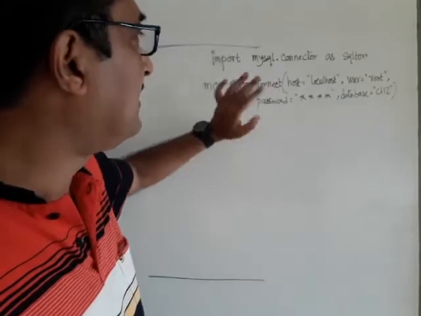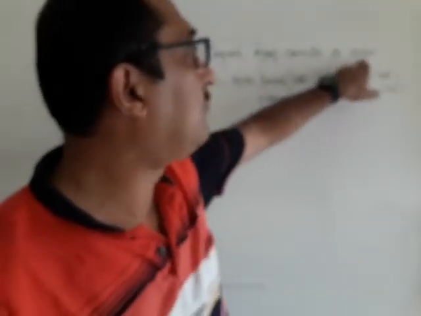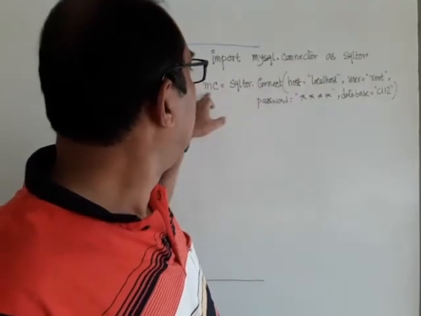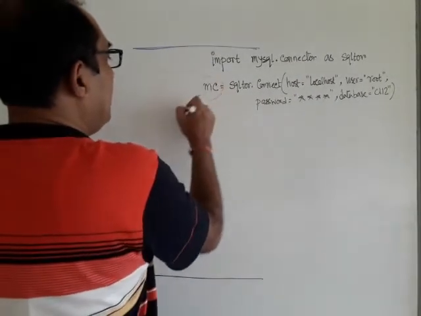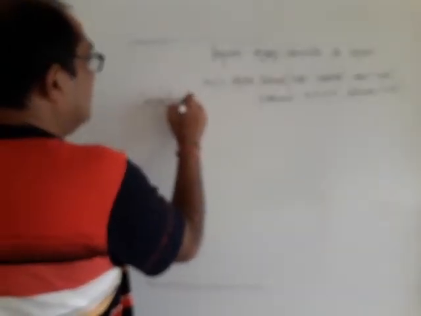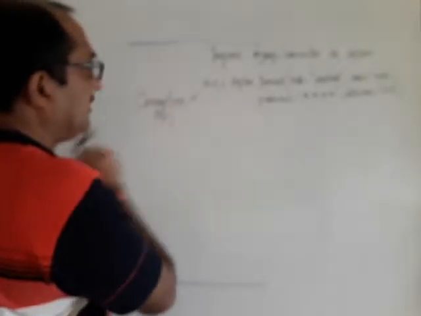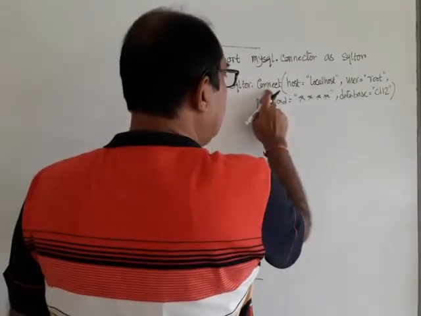I developed a connection. I told you to import that package. If you want, you can give it a short name. This is my connection object. This is called the connection object. Fine, I'm writing the short name, dot connect function.